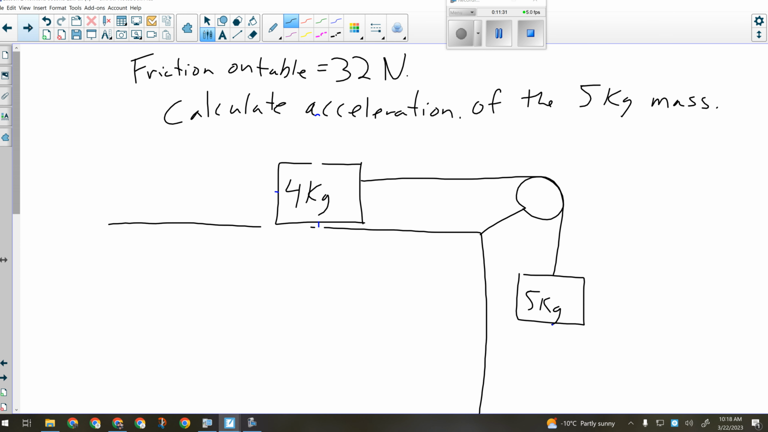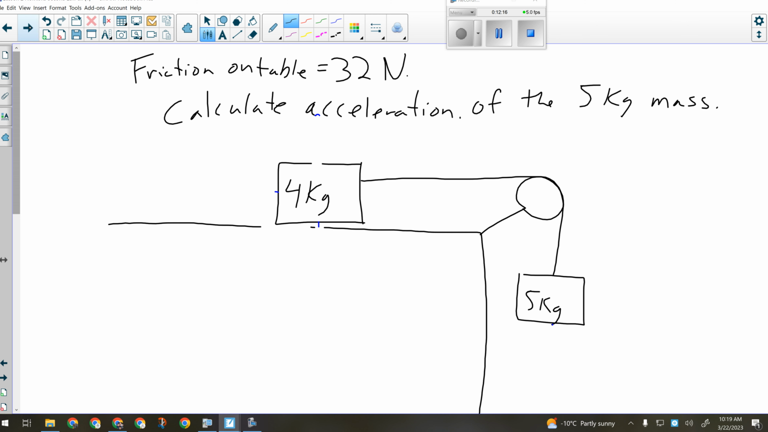Okay, we worked on systems yesterday. This is a system question. Because I'm a terrible artist, I'm going to explain my diagram so you understand what's going on in there. There is a 4 kilogram mass sitting on a table. The table is level, and there are 32 newtons worth of friction between the 4 kilogram mass and the table. The 4 kilogram mass is connected by a rope over a pulley. So this ugly thing here is a pulley, to a 5 kilogram mass that is suspended above the ground. Calculate the acceleration of the 5 kilogram mass.